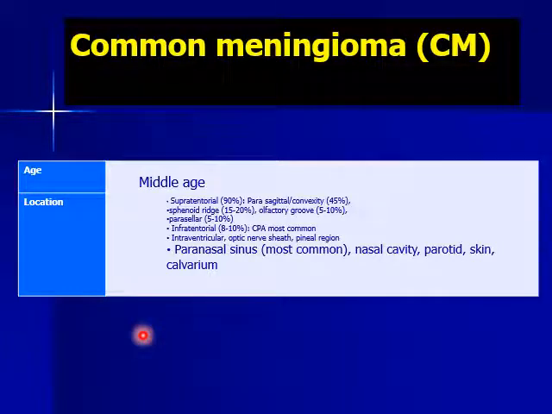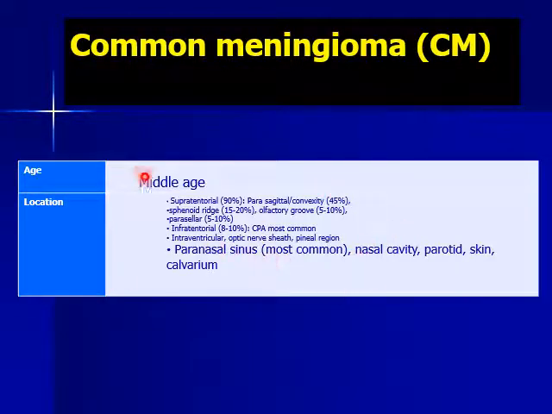Meningioma. Meningioma is very common. We see it a lot, usually in middle age. The most common position is supratentorial, and according to its location, it has its name. For example, parafalcine, outer convexity, sphenoid ridge, CP angle, petroclival, and so on.